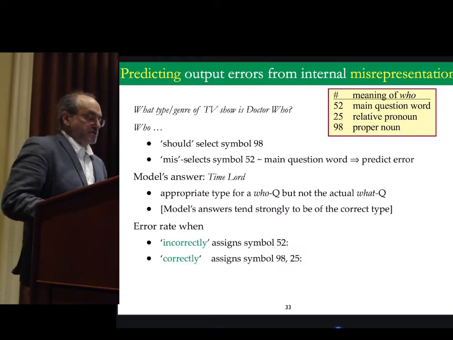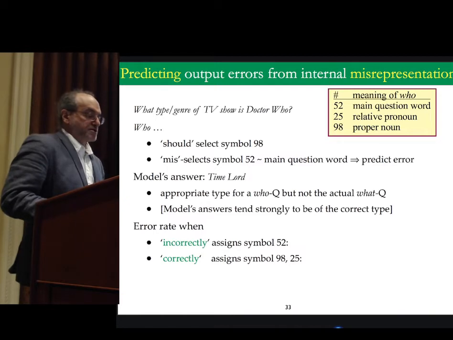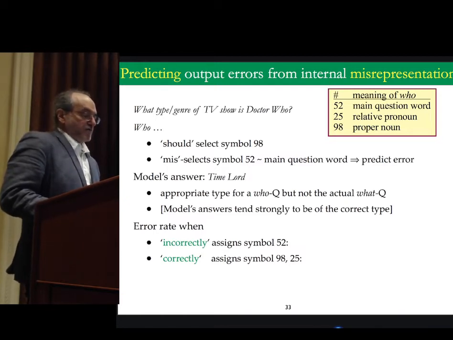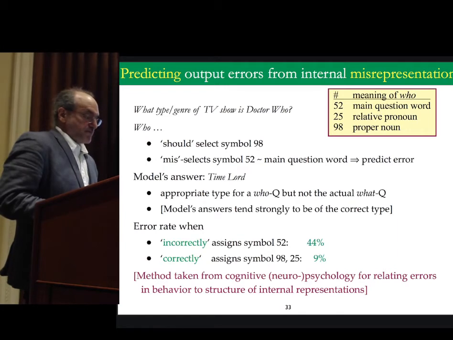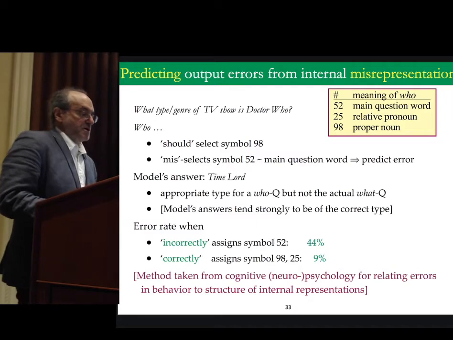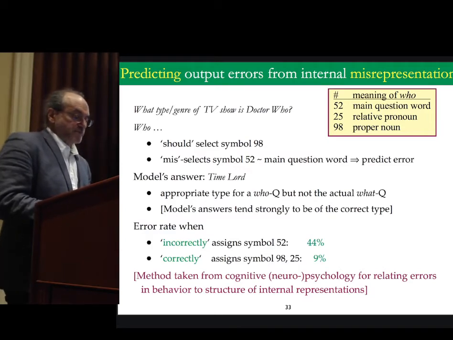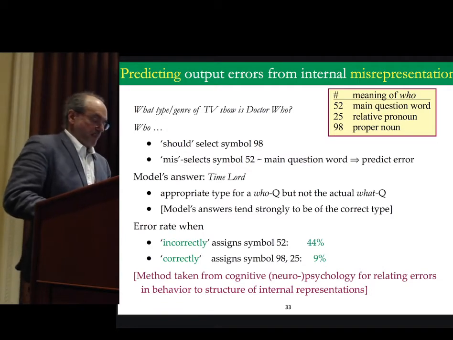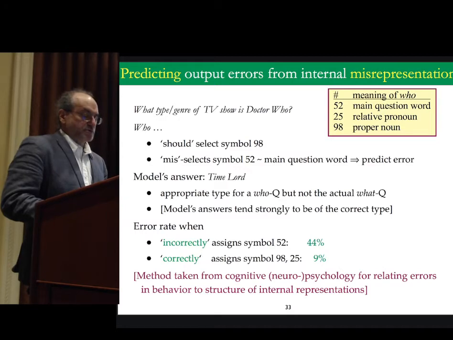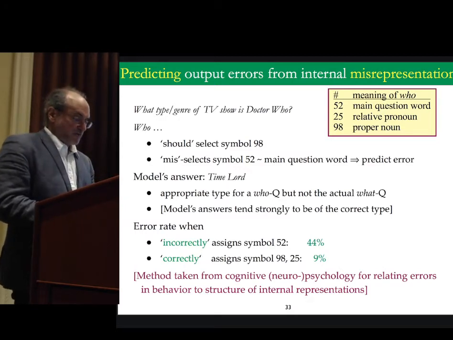We can compare the error rate when the model incorrectly assigns symbol 52 versus when it correctly assigns symbols 98 and 25. And we see a big difference in the error rates, much more frequently making errors when it misinterprets who as interpreted here. So let me just conclude this discussion of the first application by again raising the possibility that more sophisticated analysis of models such as this might be able to lead us to new concepts of linguistic theory.